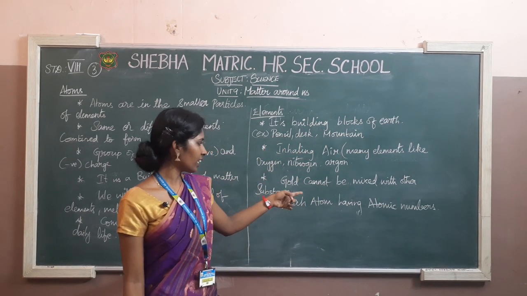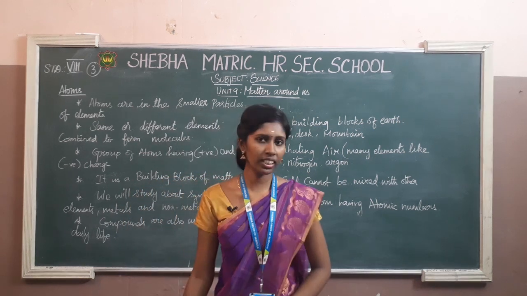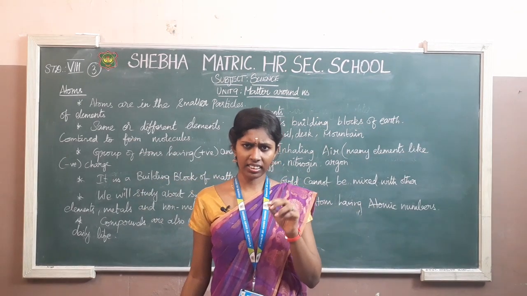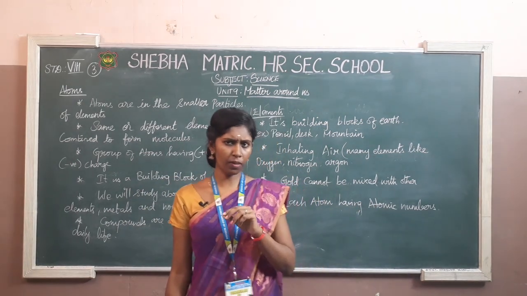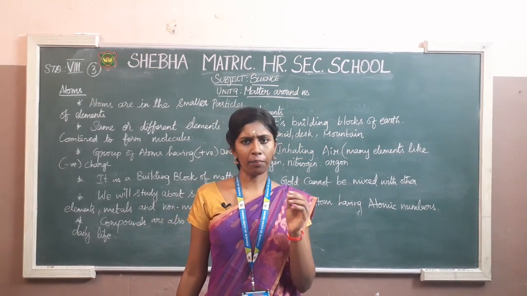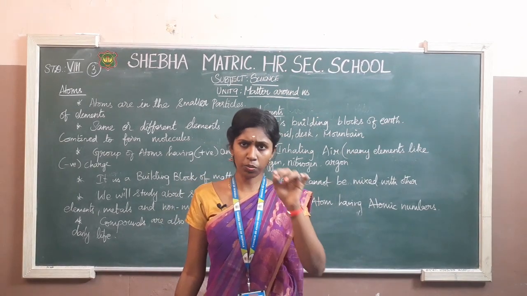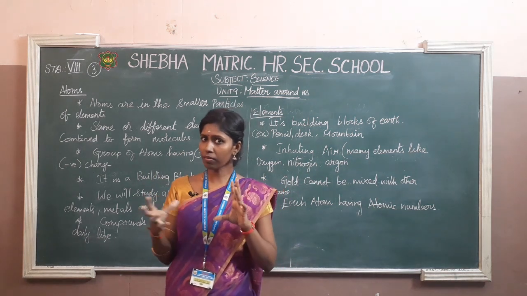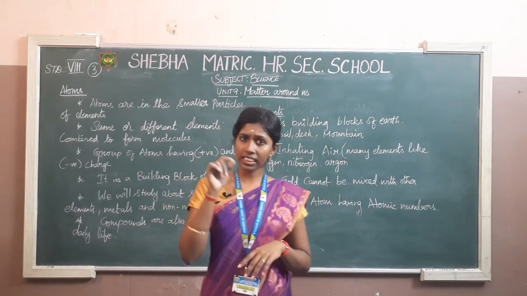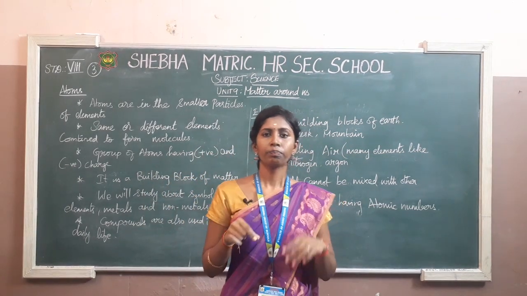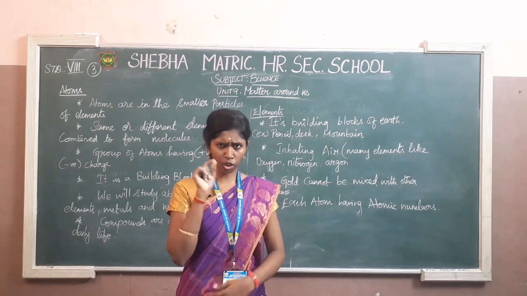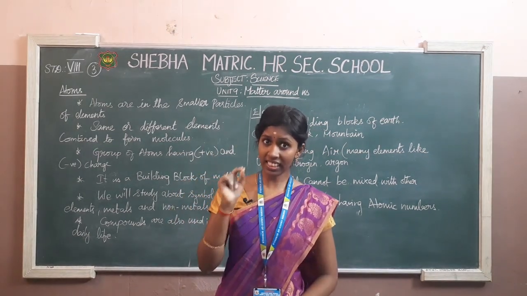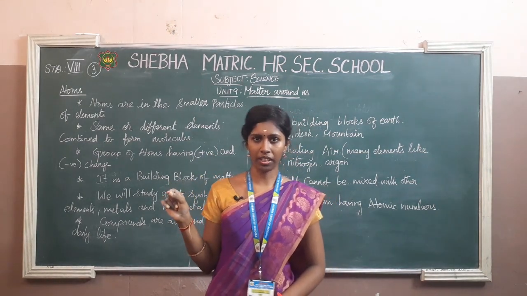So each atom has an atomic number. It's the best example. The same substance, the atoms are also the same substance. A number of atoms combined form elements. So the atom is a small particle, but it is a building block of that element.